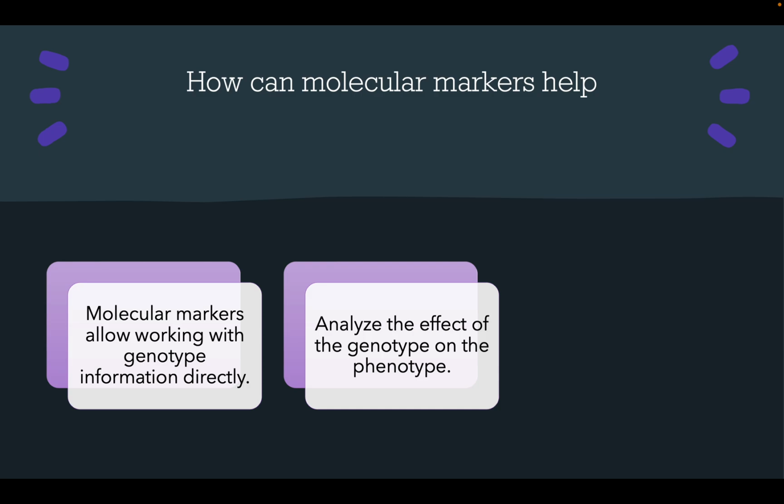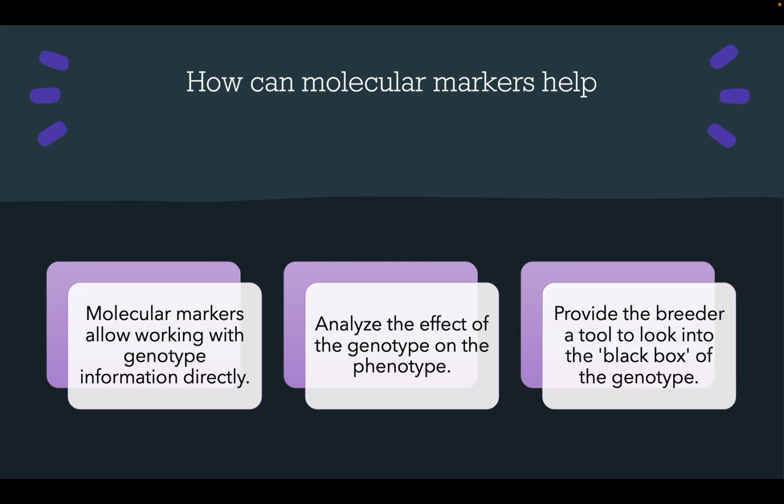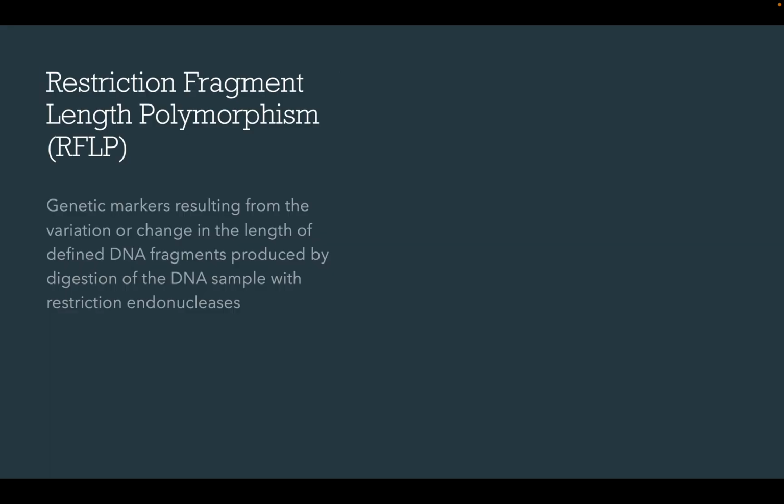So we can go from genotype to phenotype, and it is very important to look at the genotypic level, because most of the information that we have is on the protein level. It is very important to look at how it is happening at the genotypic level. Now we are going to talk about different techniques which are used to identify these molecular markers.